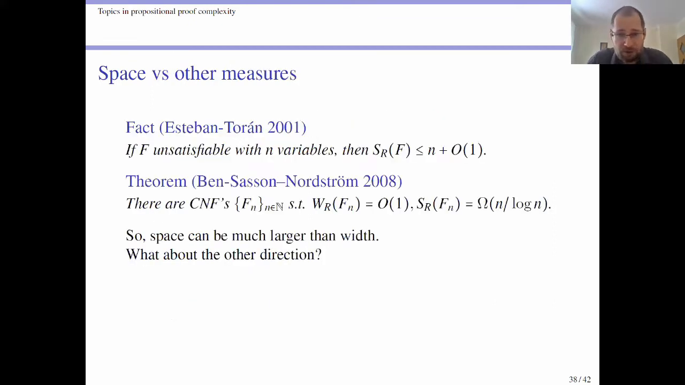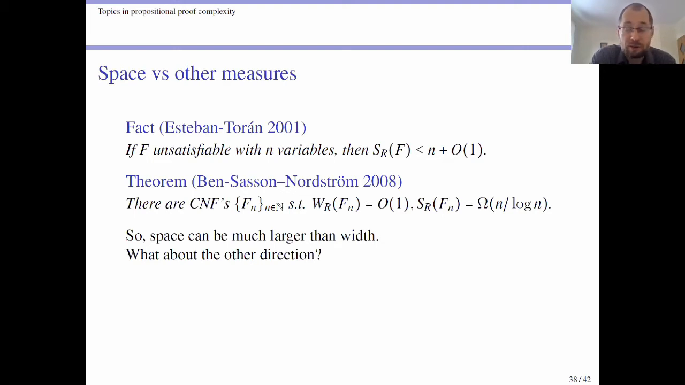And people started proving things about space in resolution somewhere around the turn of the century. One basic fact that was noticed early on was that, this is less obvious in the case of width, but space is at worst linear. So if you have n variables and you've got an unsatisfiable formula, you can always refute it in space basically n plus a constant. I think the constant is actually 1. So this is not completely trivial, and I think people are a little bit surprised by this at first.